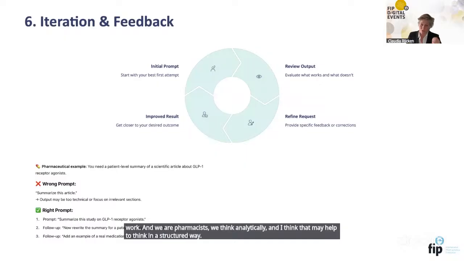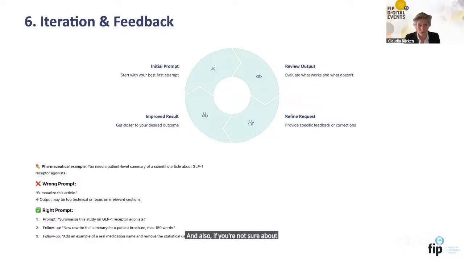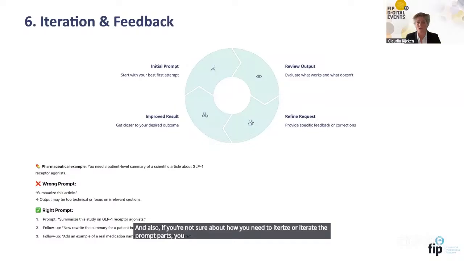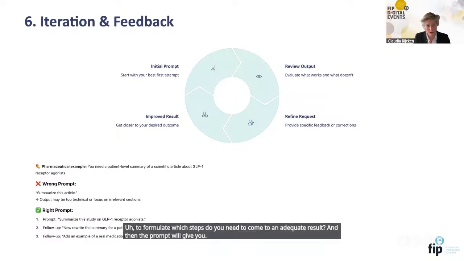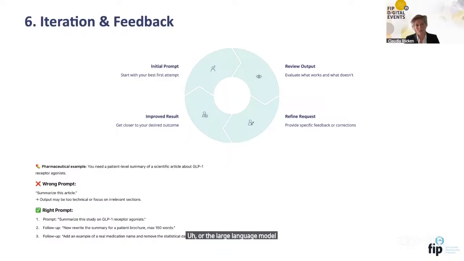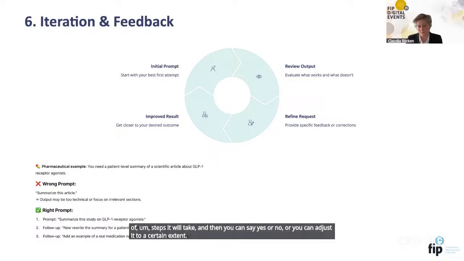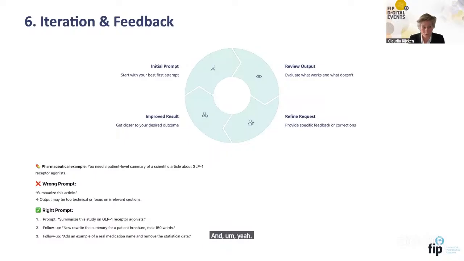And also, if you're not sure about how you need to iterate the prompt parts, you can also ask the model, help me to formulate which steps you need to come to an adequate result. And then the large language model will give you help, an overview of steps it will take, and then you can say yes or no, or you can adjust it to a certain extent. And that helps as well.